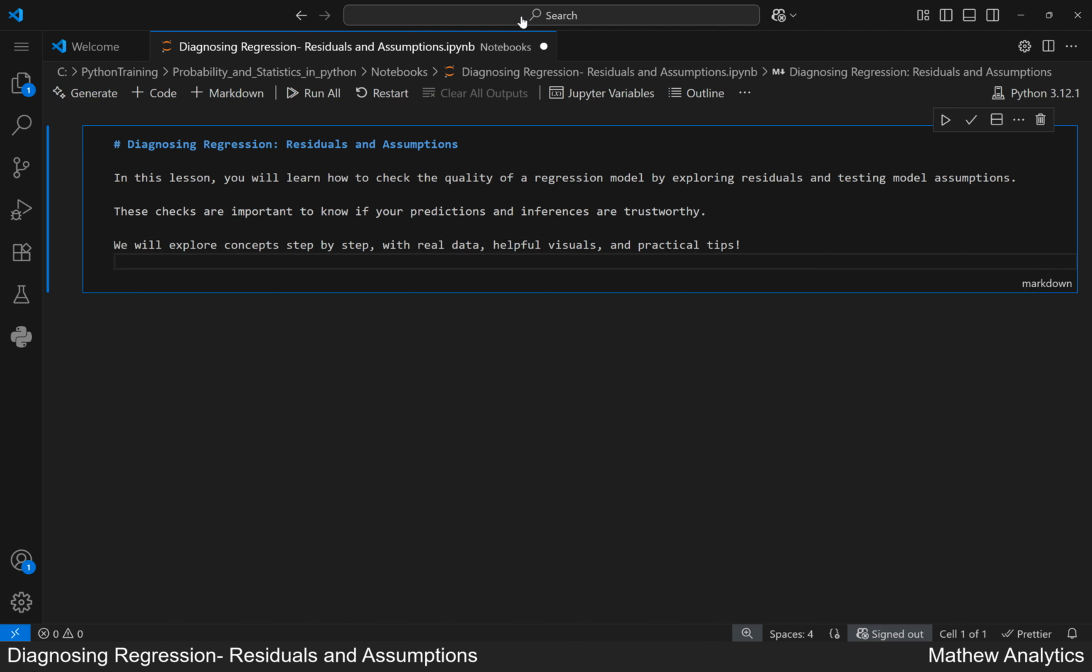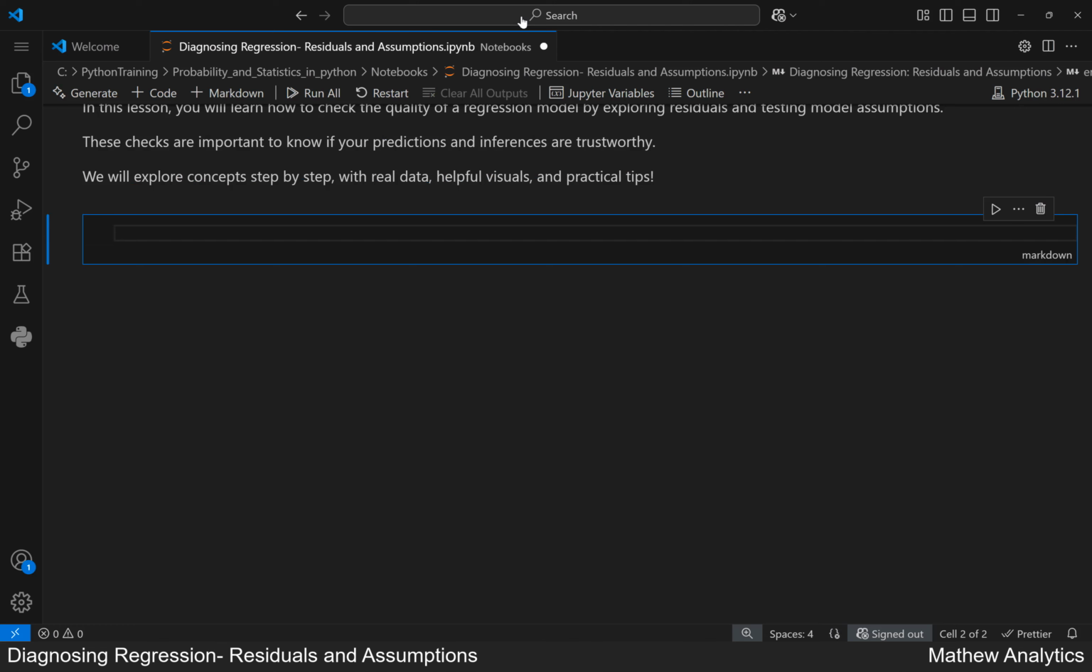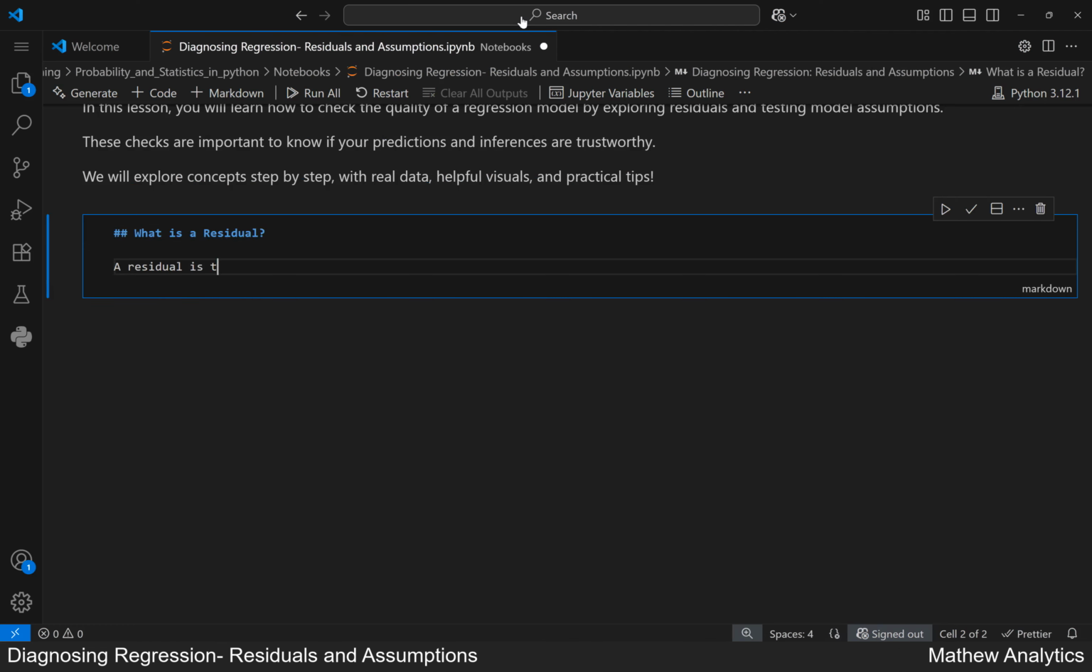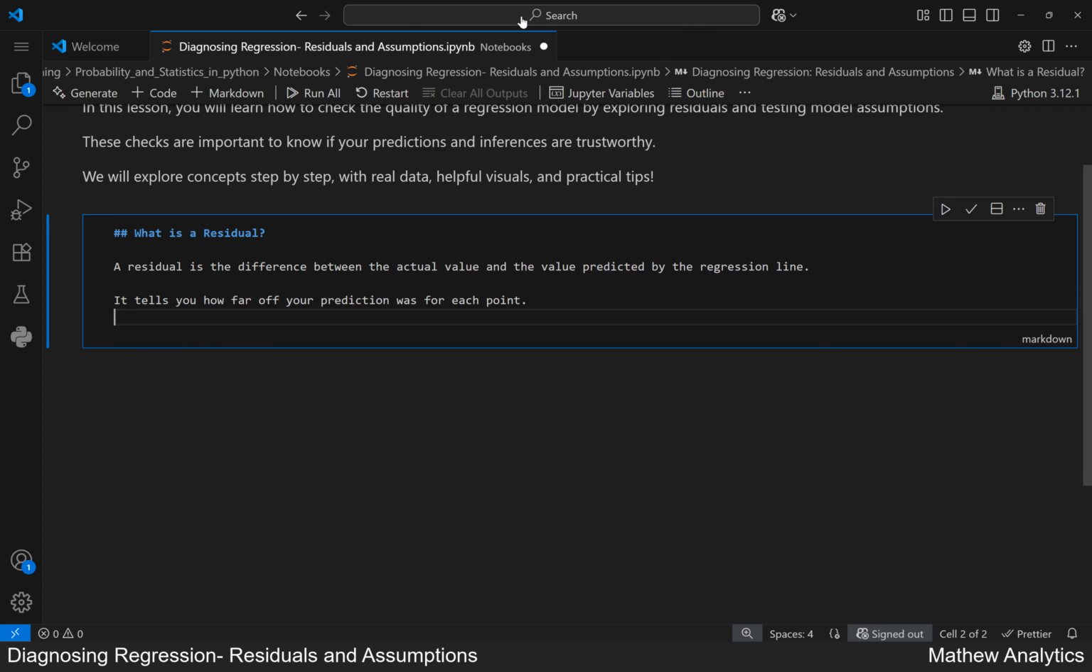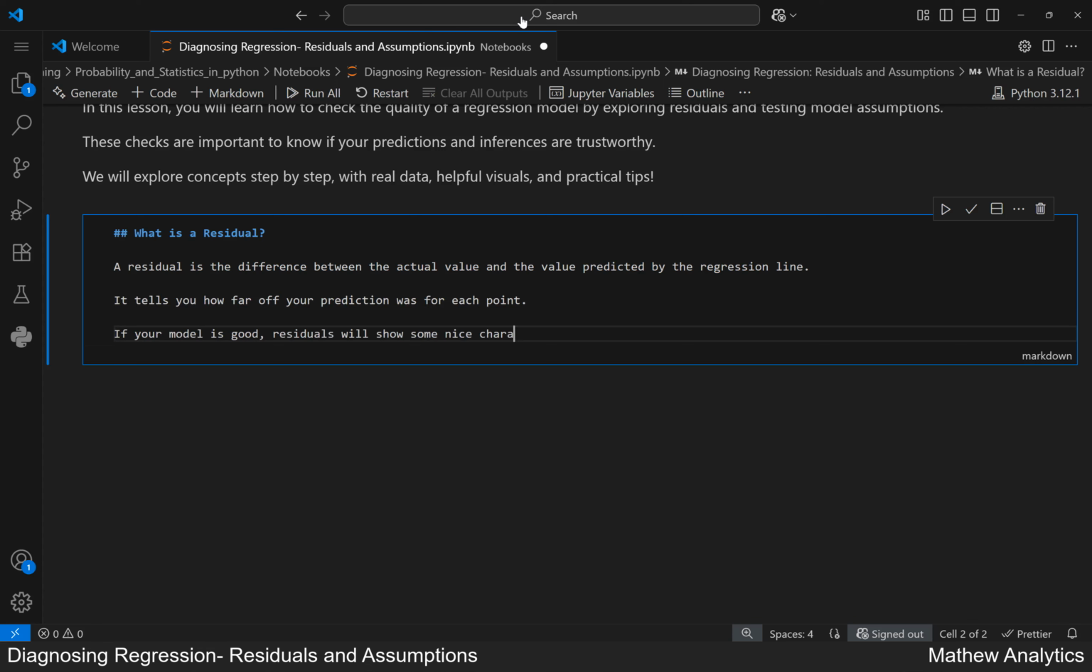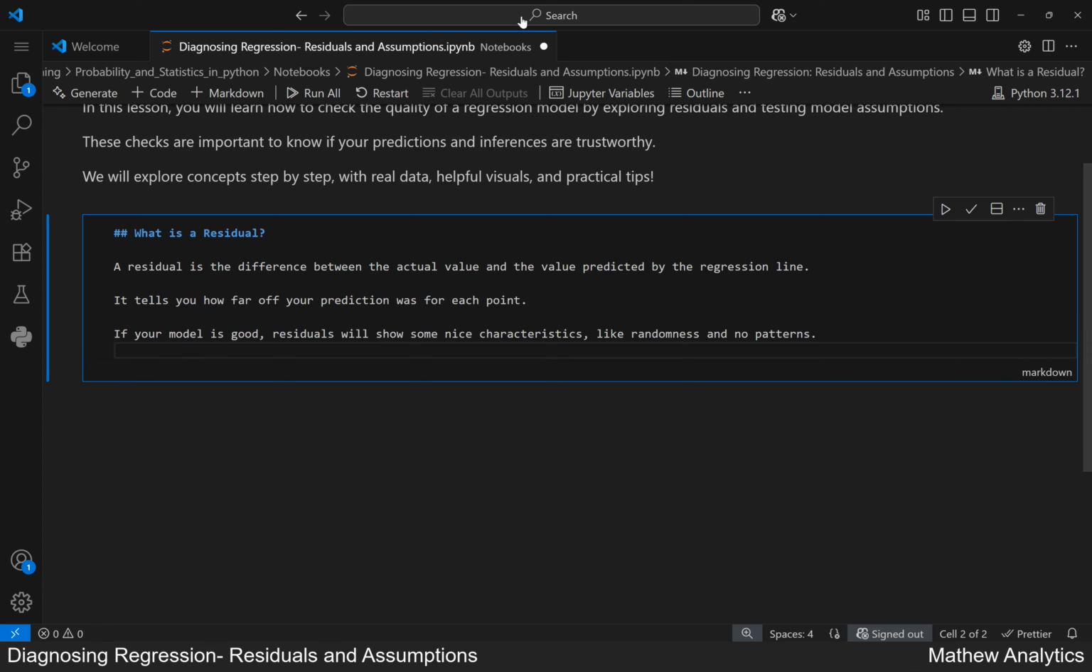Running the cell now. What is a residual? A residual is the difference between the actual value and the value predicted by the regression line. It tells you how far off your prediction was for each point. If your model is good, residuals will show some nice characteristics, like randomness and no patterns. Running the cell now.